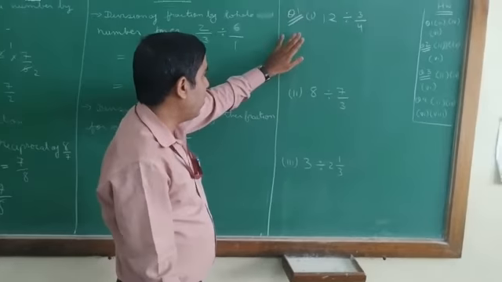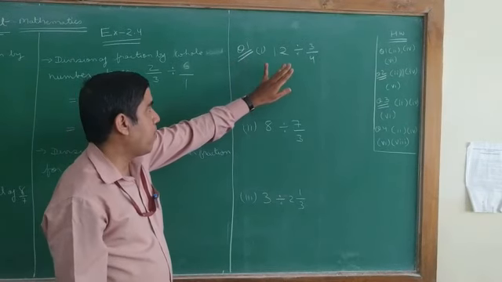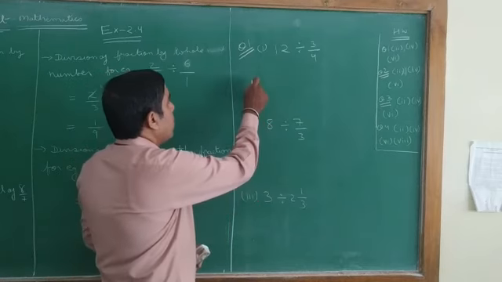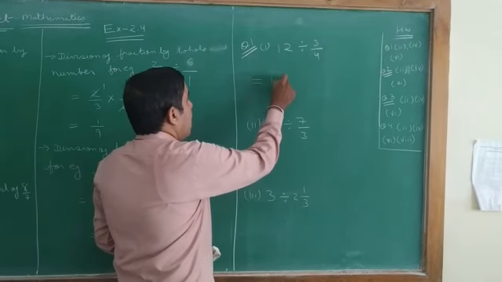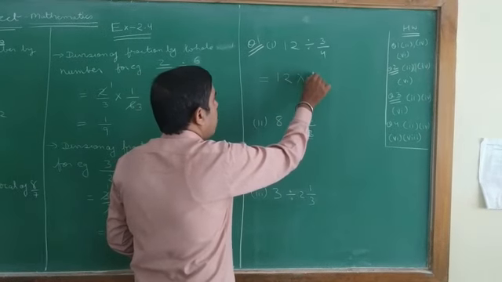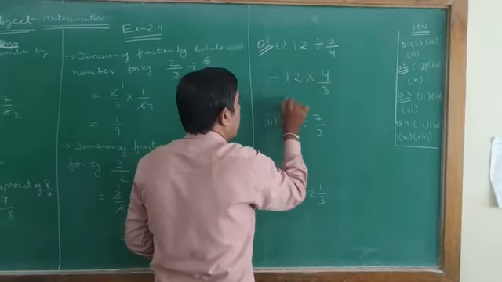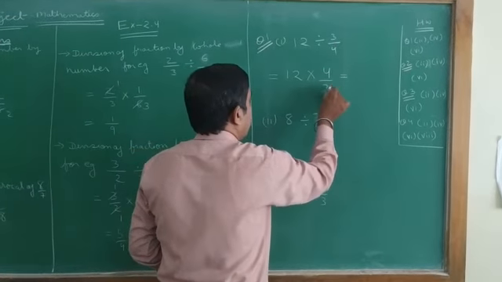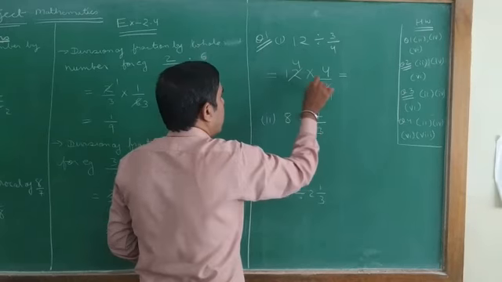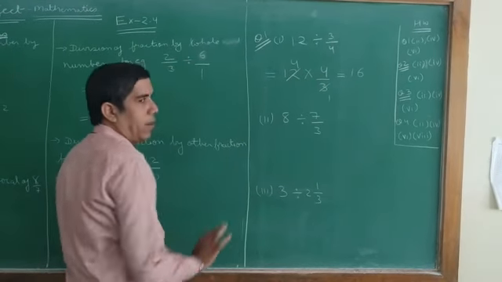Now let us see the first question. They said, find the value of 12 divided by 3 by 4. So I will take the reciprocal of this 3 by 4. So 12 multiplied by 4 by 3. What is the answer now? Now you will cancel here. 3 ones are 3, 3 fours are 12. The answer is 16. This is the first part.